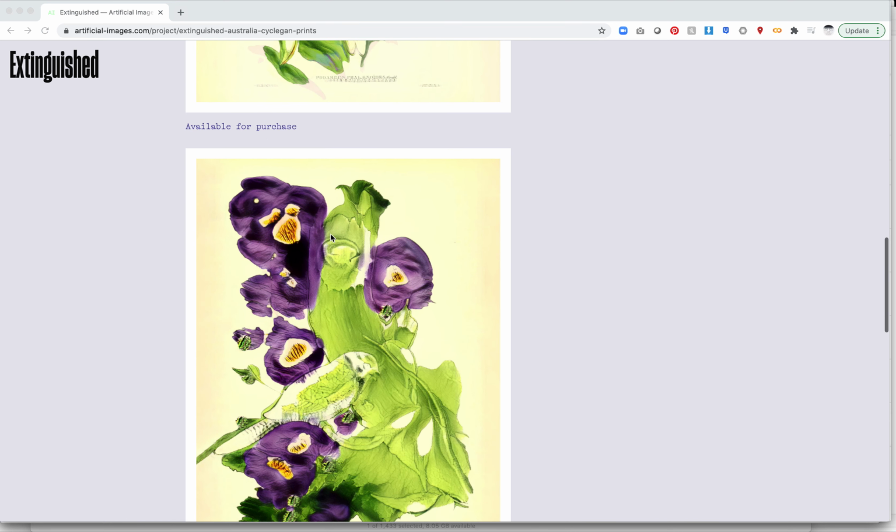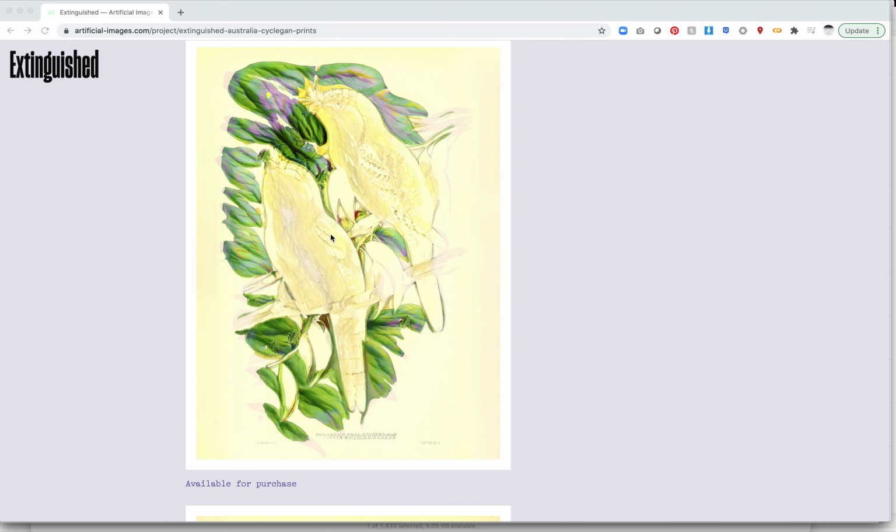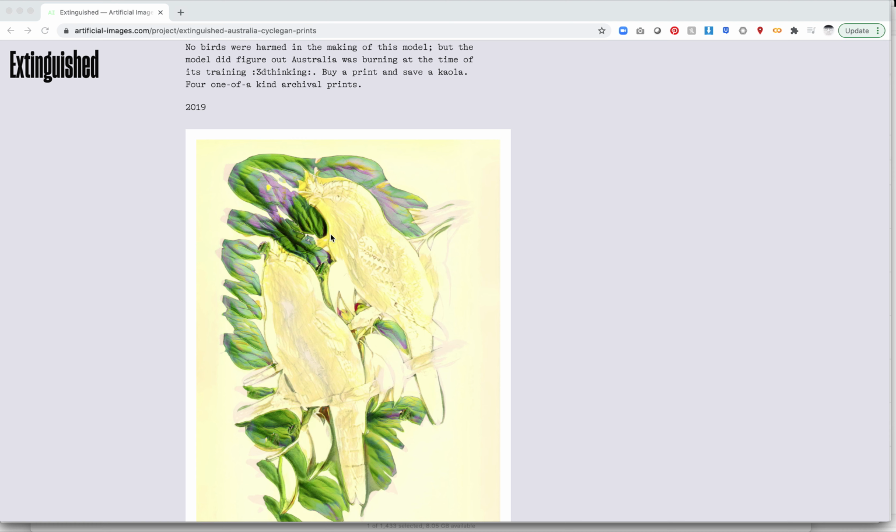So in the end, I think I ended up making 4 or 5 prints and selling them and donating all the money to a wildlife foundation to help support reclamation, or habitat rebuilding, in Australia.